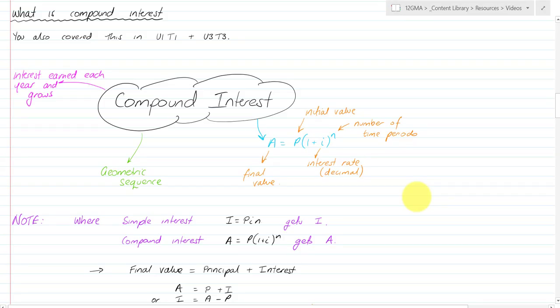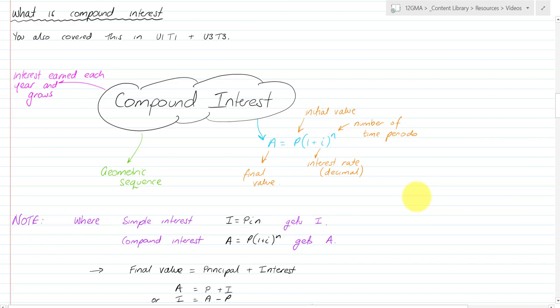Hi and welcome to video 3 on this series on Unit 4 Topic 1 Financial Maths from the General Mathematics course. And in this video we're going to talk about compound interest. In the last video we talked about simple interest, so it's just a build up from the simple interest video. Compound interest has been covered in Unit 1 Topic 1. We also talked about it in Unit 3 Topic 3 Sequence and Series, and you will have talked about it in Year 9 and 10 as well.